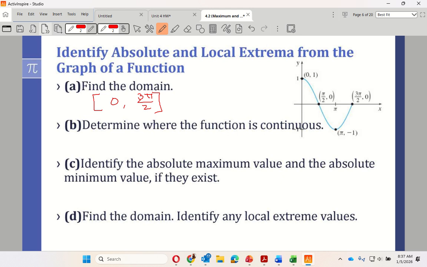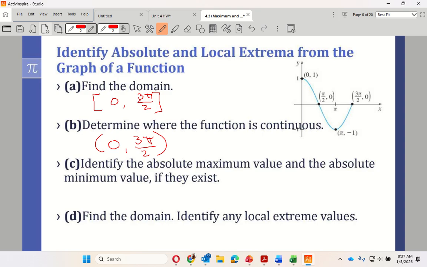Determine where the function is continuous. But with parentheses? Yep. It's continuous on the open interval from 0 to pi over 2, because at the endpoints we don't consider that. We're saying everything in between is continuous.